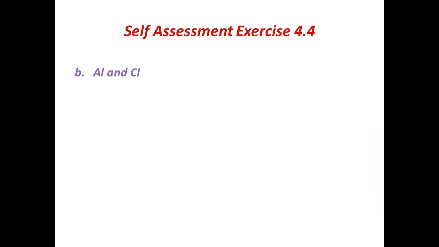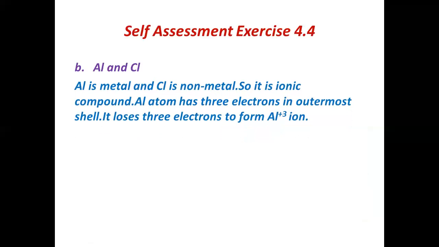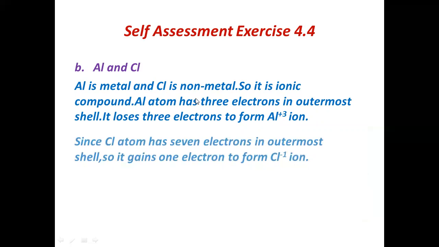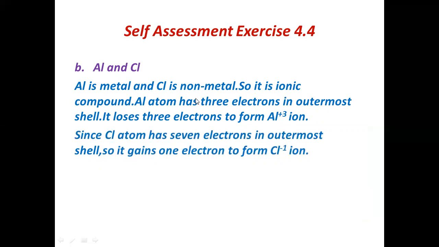Next example is for aluminium and chlorine. Aluminium is metal and chlorine is non-metal. So it is an ionic compound. Aluminium has three electrons in the outermost shell, and it will lose three electrons to form trivalent cation, while the chlorine atom has seven electrons in the outermost shell. It gains only one electron to form anion.